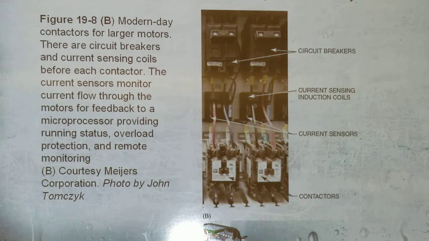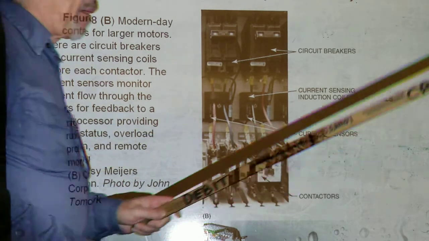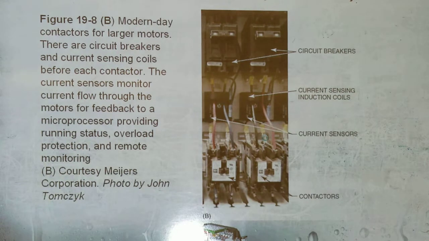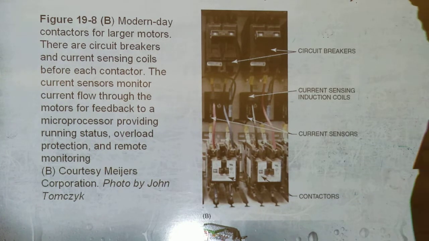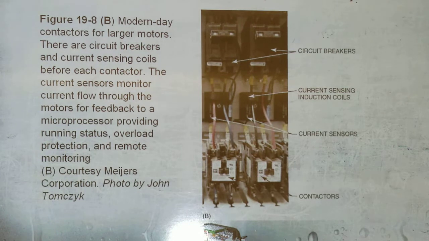There you go, right there. Here's some contactors in action. You see some circuit breakers up here, some current sensing coils there, and then the contactors down here. It's a commercial unit. Isn't that exciting? The picture's in the book.